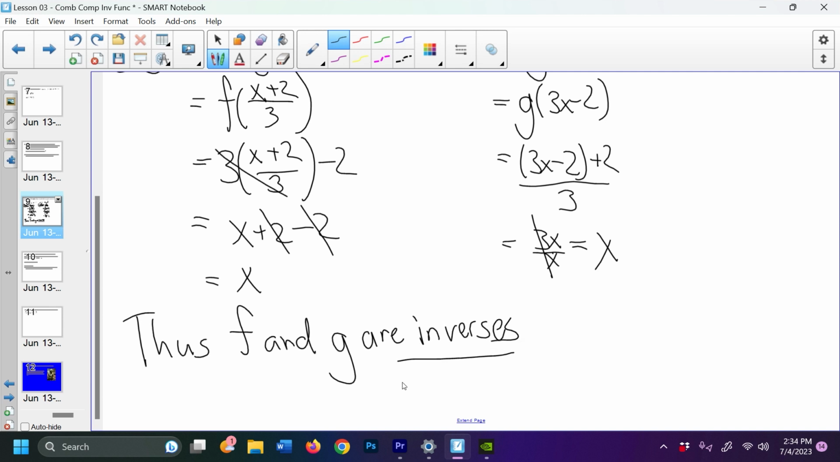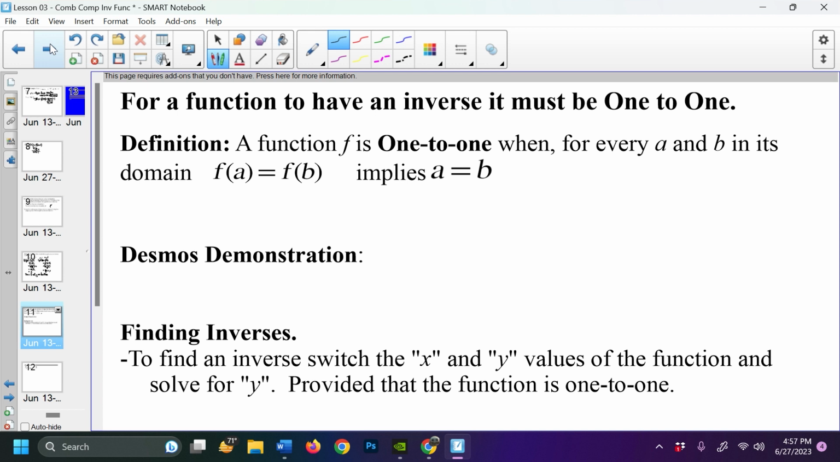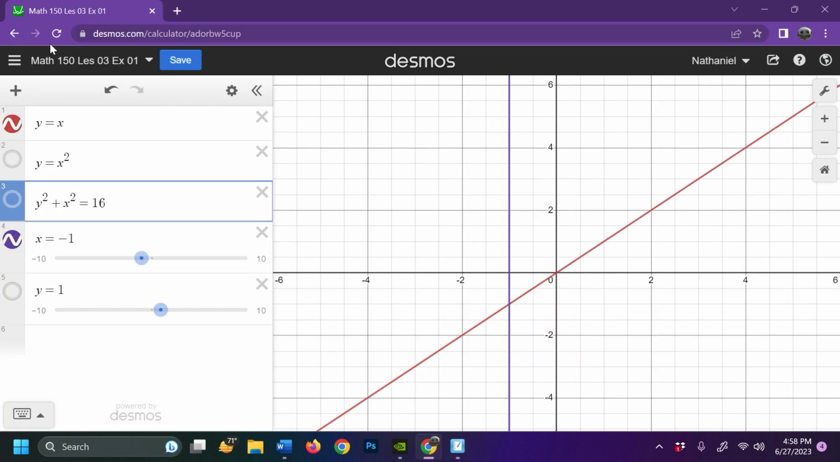Okay. For a function to have an inverse, it must be 1 to 1. And as a definition, a function f is 1 to 1 if for every a and b in its domain, f of a equal to f of b implies that a is equal to b. Now, what that means graphically, let's look at Desmos real quick.